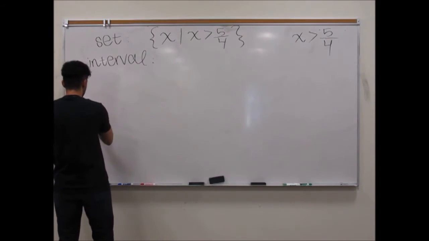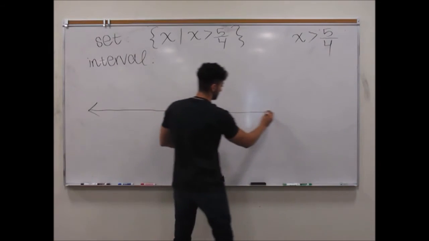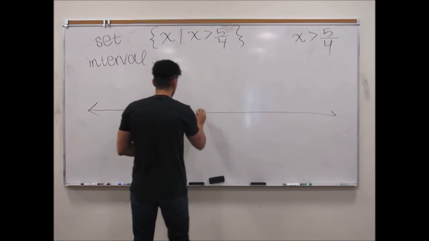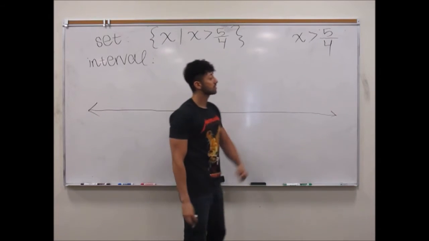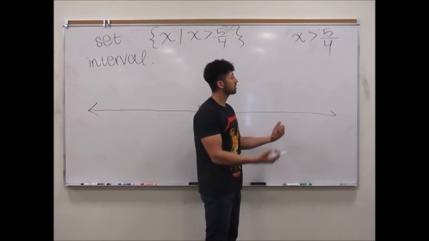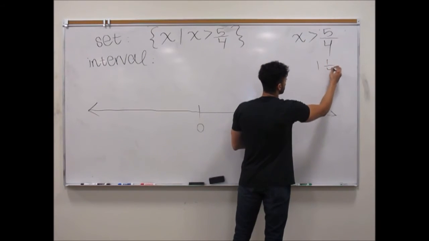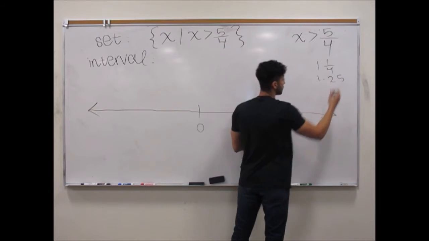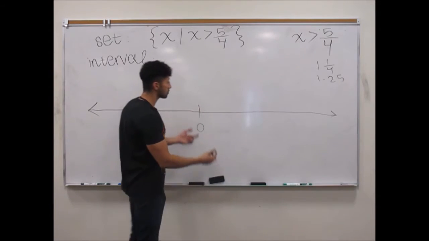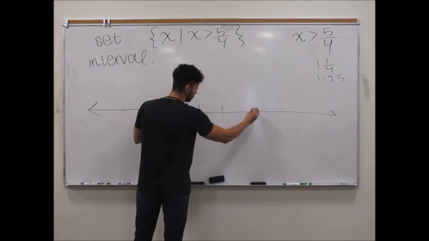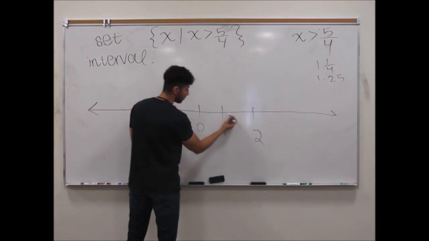And the number line. So 5/4, that's like a decimal, you know. So you're going to just have to approximate where that is on the number line. That's like 1 1/4. So it's just going to be in between 1 and 2. 1 1/4 is about there.